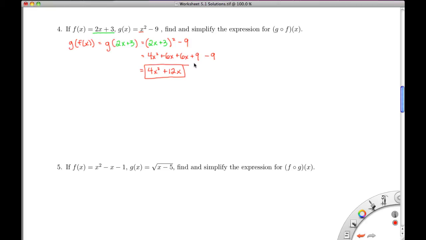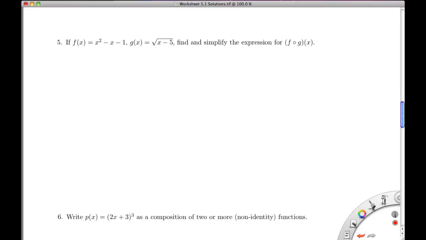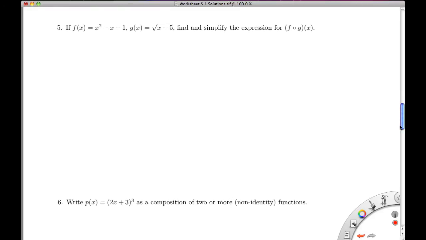Okay, so we got one more of these to do, and in number 5 we're asked to find f of g of x. So we're going to take f and we're going to evaluate it at g of x. G is, in this case, the square root of x minus 5. So we are going to calculate f of the square root of x minus 5.